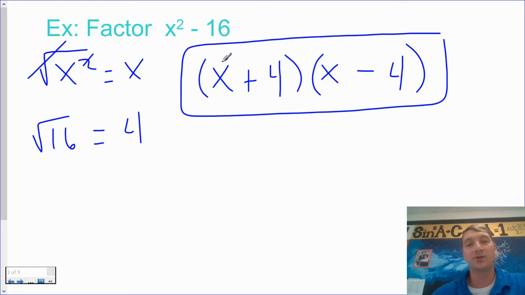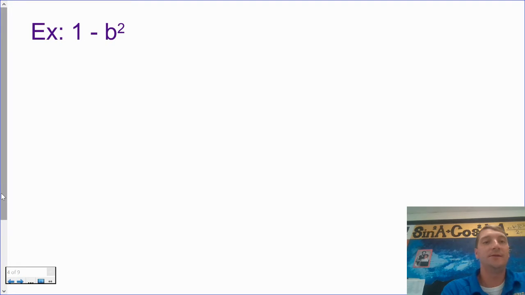If you want to double check, you can undo this. X times x, that's x squared. X times negative 4, that's a negative 4x. 4 times x, that's a plus 4x. 4 times negative 4, that's a negative 16. You'll have the middle terms cancel out and you'll be left exactly where we started with. So that's another way to check your answer. So here, same thing.